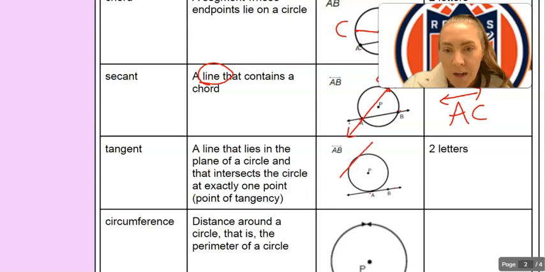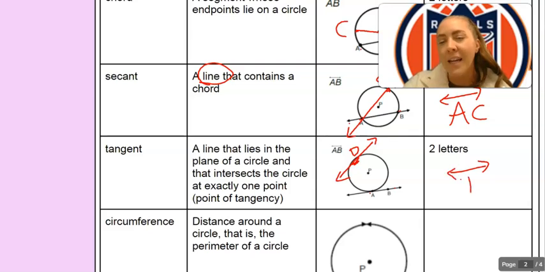I could draw one up here. And so we could call this, sometimes if I just have the 1 point, let's call it D, then we would call that line D. So I say 2 letters, but sometimes they do only give you 1, and so you can only use 1. All right.